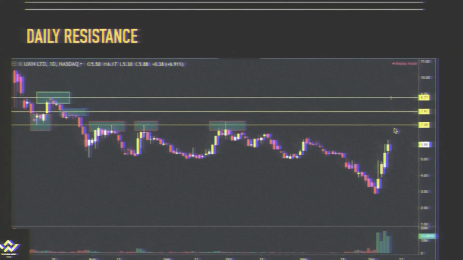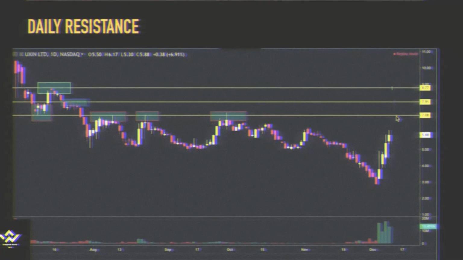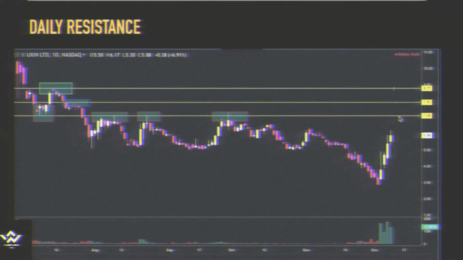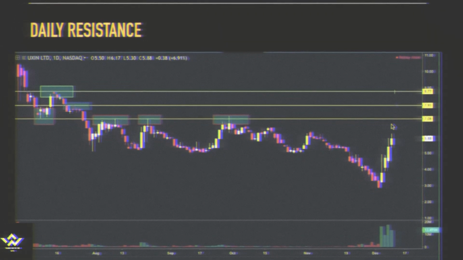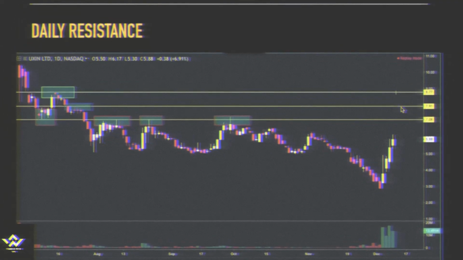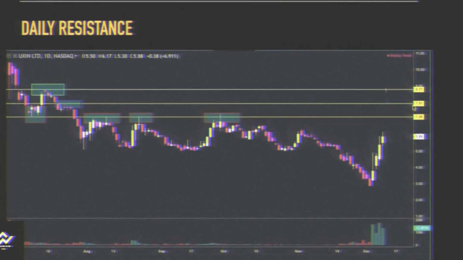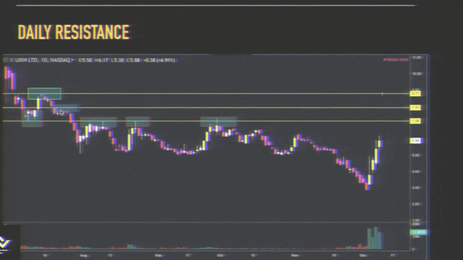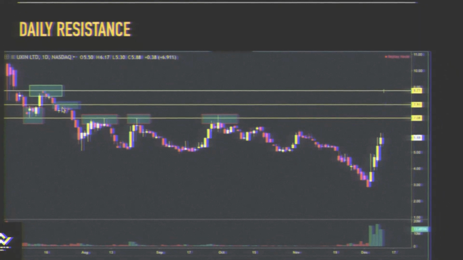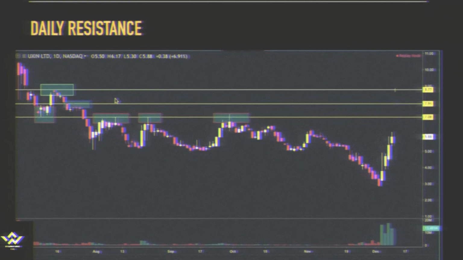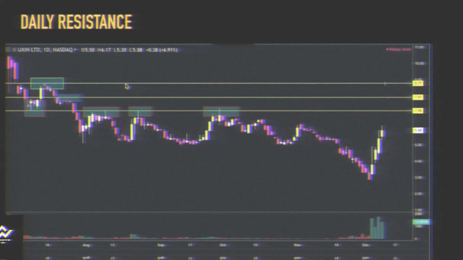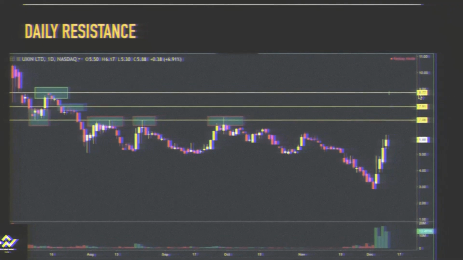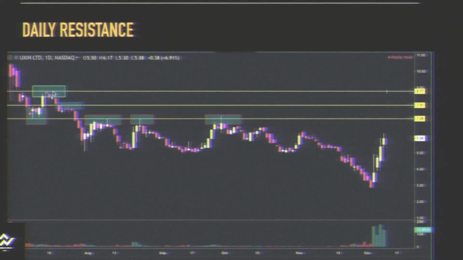Once we come into 708, are we going to reject off of 708 and come back down again, or are we going to break through it and then come up to test 791? 791 is a level based off of a mini swing high off of this blue boxed area right here. If we break above 791, are we going to come up and test the next resistance at 877, which is based off this swing high in this green box?